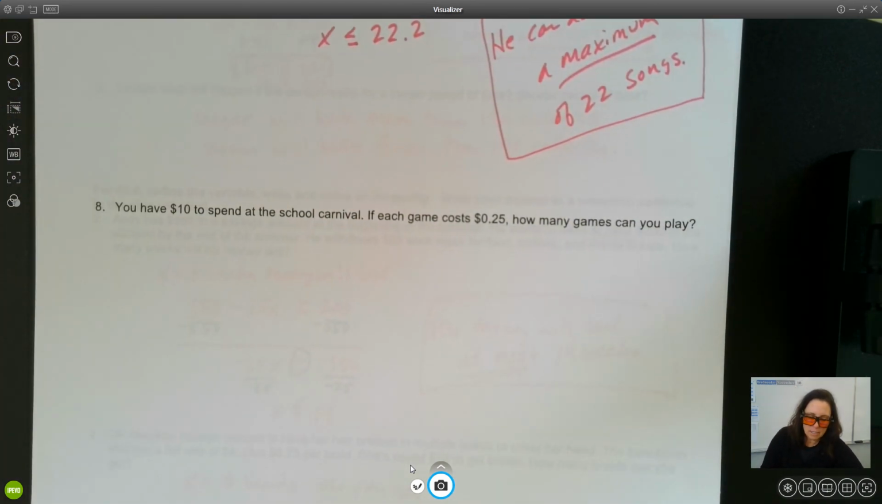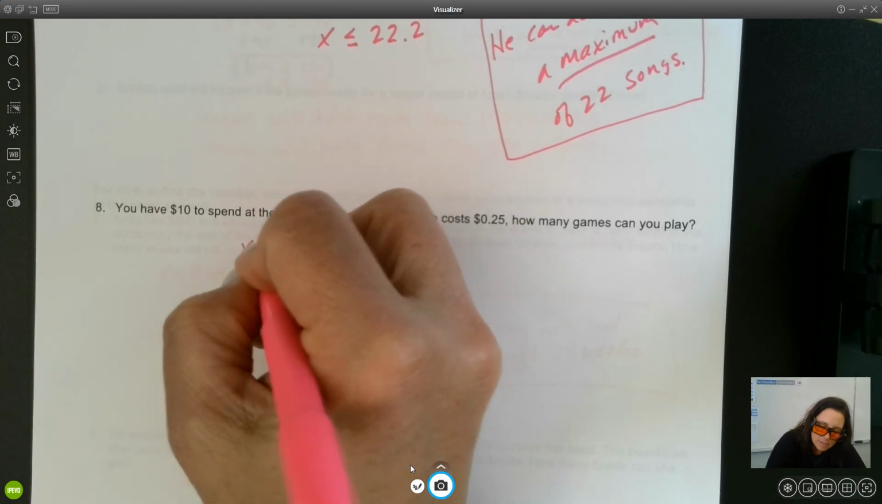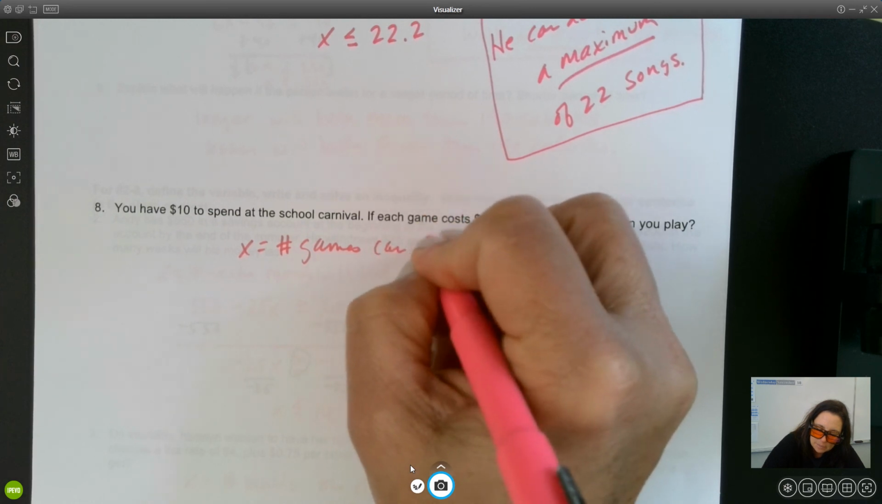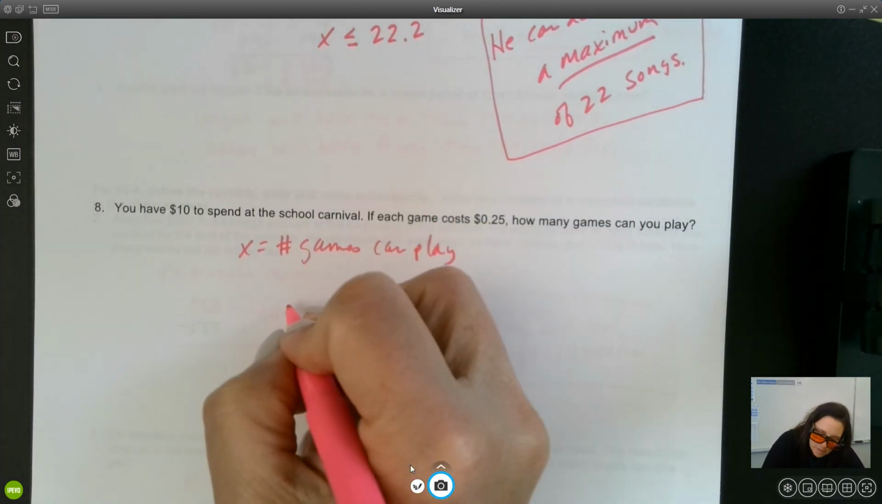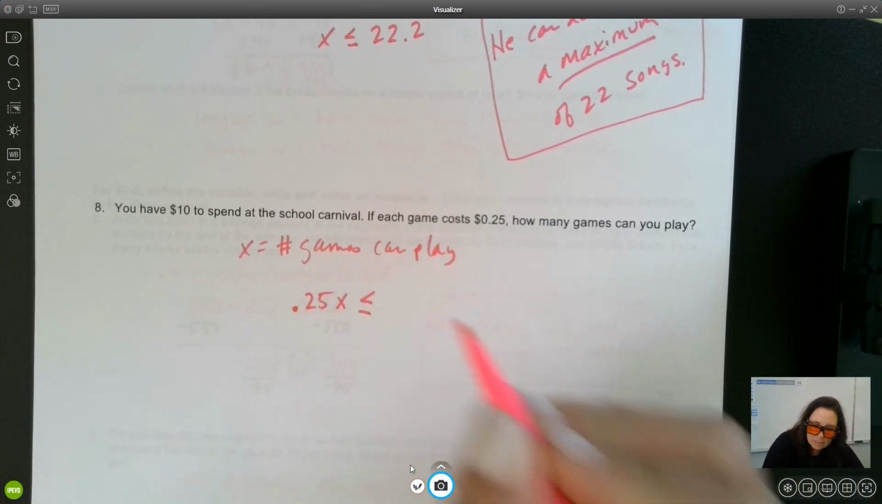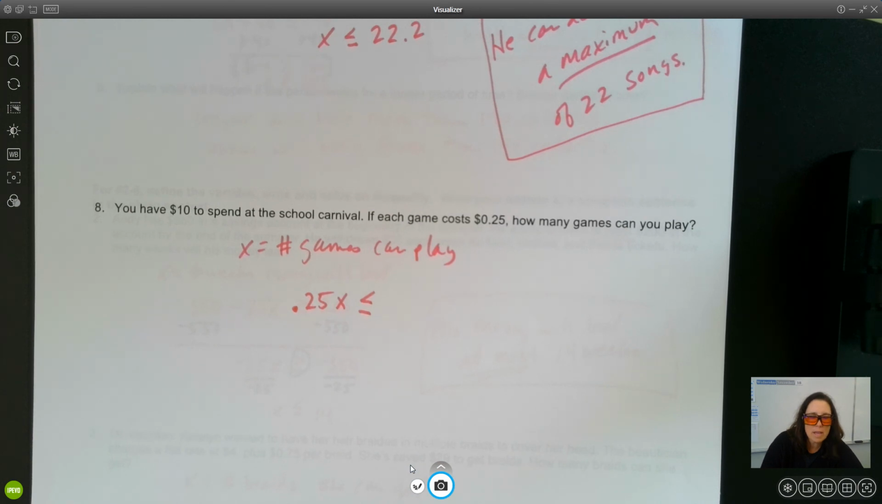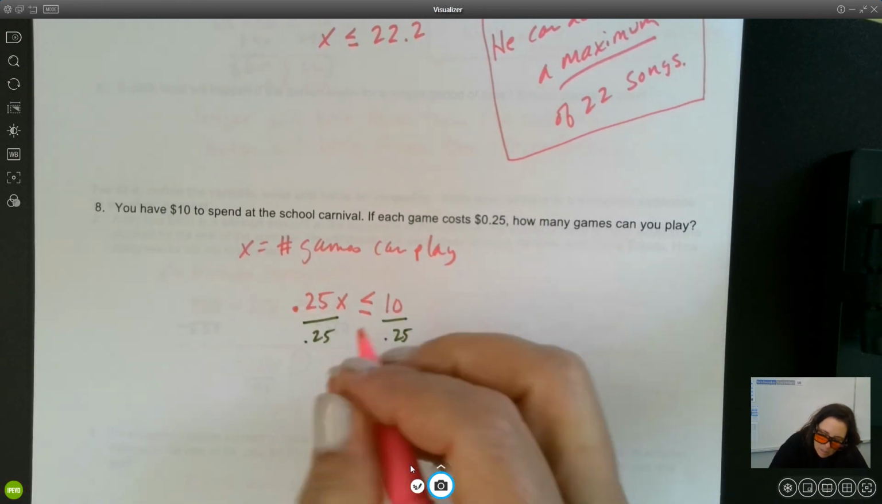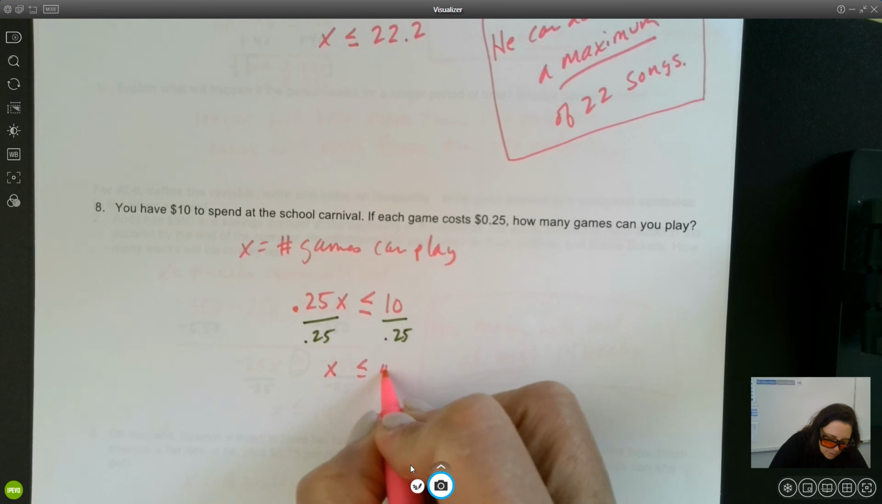Last problem, number 8. You have $10 to spend at the school carnival. If each game costs 25 cents, how many games can you play? x equals the number of games you can play. All right, so 25 cents, 0.25x, and we have cannot spend more than $10. So we can spend $10 or anything less. So that comes out to a nice even 40.